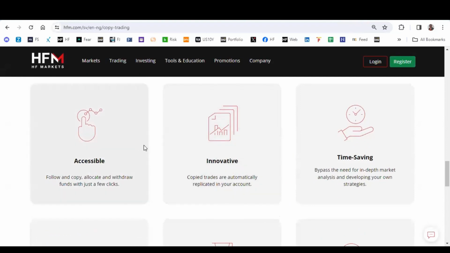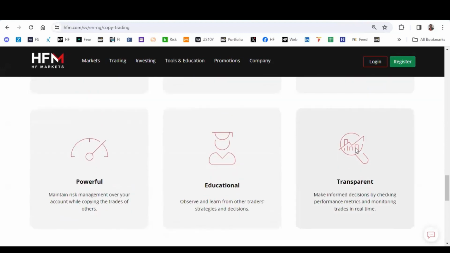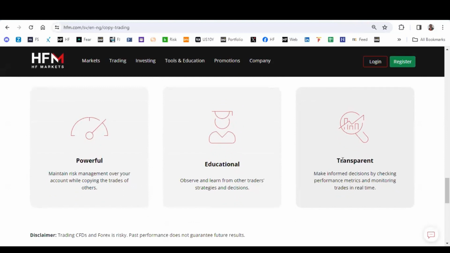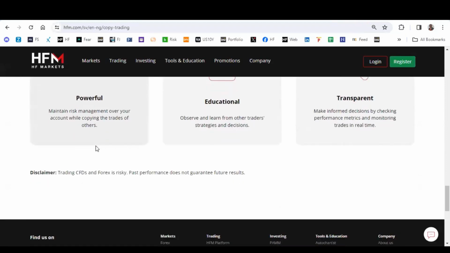The advantages: it is easily accessible. You automatically copy trades without having to manually put them in, so it's innovative and it saves you time. It's transparent because you can see the trades the strategy provider took. You can even see as much as his last 6 trades. You can see that, and then you learn, and it's a powerful tool as well.